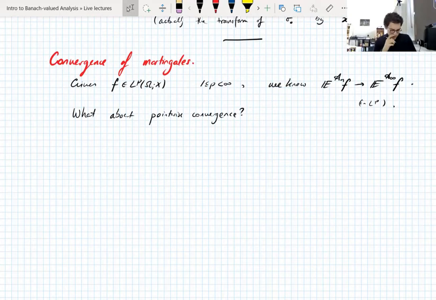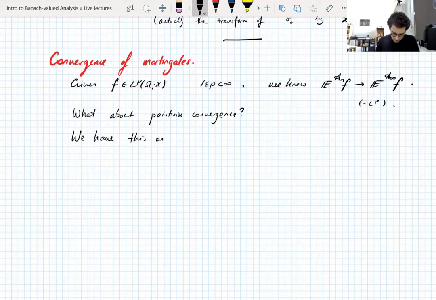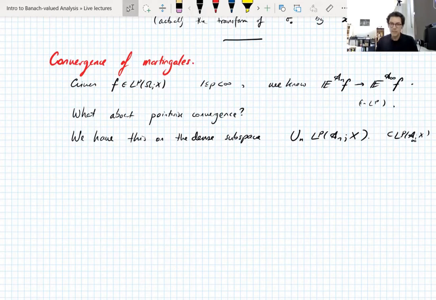There's one sort of trivial situation where we automatically have the pointwise convergence. So we have pointwise convergence on the dense subspace, which is the union of all of the A_n measurable functions. We showed in this proof in the last hour that this subspace is actually dense in the A infinity measurable functions. And we also showed at some point in that proof that this Martingale is actually stationary on this dense subspace.